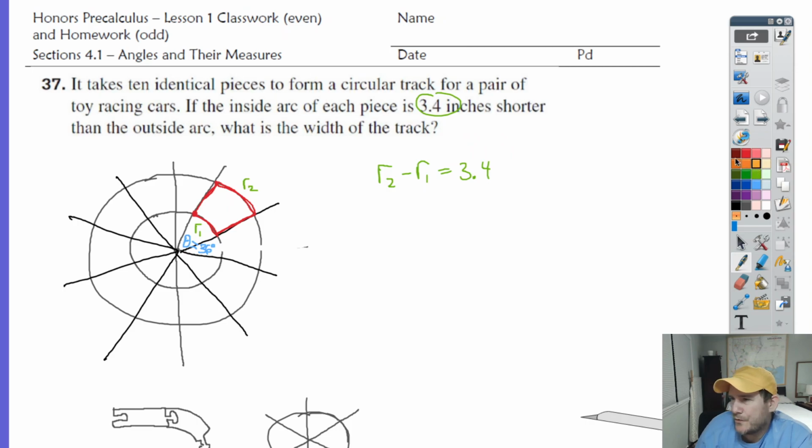The answer to the question, where it says, what's the width of the track? Well, the width of the track would be the distance along this edge.